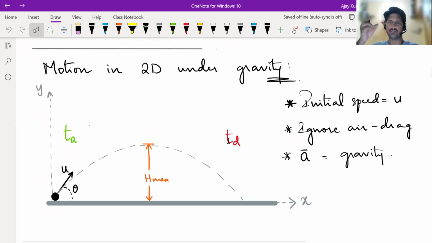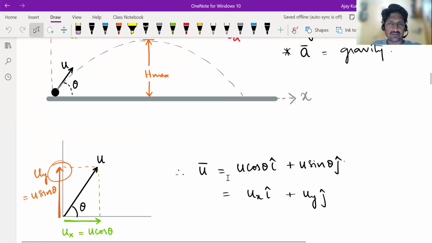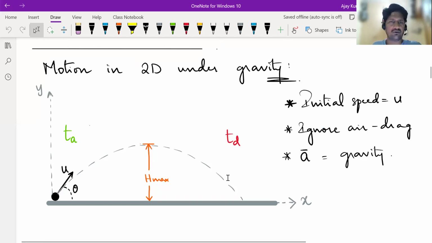Like if an object is projected at a certain angle with the horizontal, how to describe the motion of that object is what we discussed. So the basic idea here is when an object moves in 2 dimensions, you can split its motion into two independent one-dimensional motions, one along the x-axis and one along the y-axis.